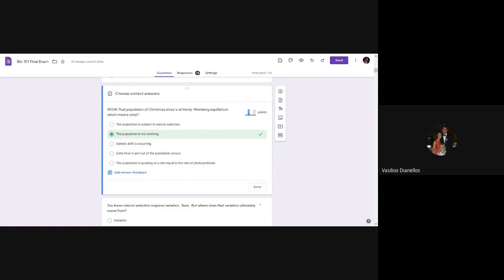Let's look at the other wrong answers. Genetic drift is occurring? No, because again, if genetic drift is occurring, then the gene pool is changing. Those percentages of alleles, the frequency of alleles, that's changing. Therefore, it is not at Hardy-Weinberg equilibrium. Gene flow in and out of the population occurs. Again, that is a type of evolution. So no, it would not be at Hardy-Weinberg equilibrium. And then the population is growing at a rate equal to the rate of photosynthesis. I just threw that in there as complete nonsense, right? I don't think anyone picked it. I hope not, because that sentence makes absolutely no sense. But anyway, the answer is the population is not evolving.